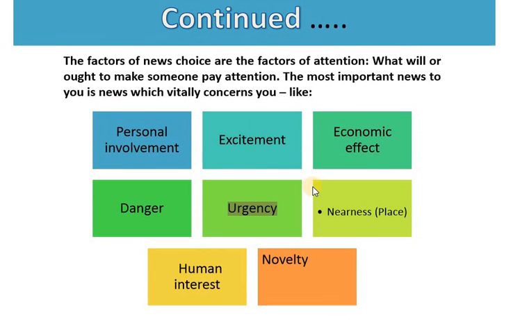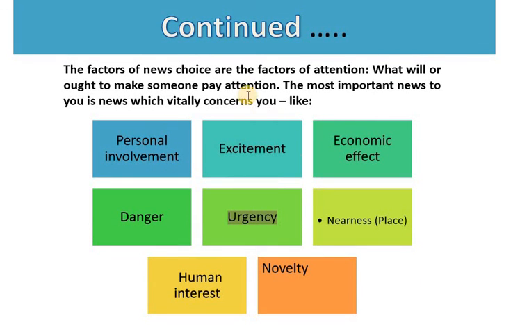The factors of news choices are the factors of attention. What will or ought to make someone pay attention? The most important news to you is the news which vitally concerns you, like personal involvement, excitement, economic effect, danger, urgency, nearness, place, human interest and novelty.